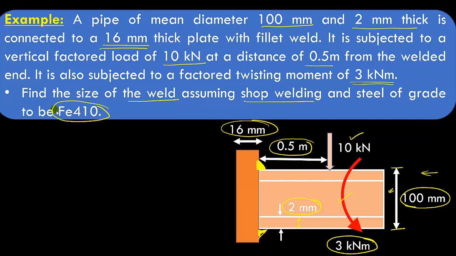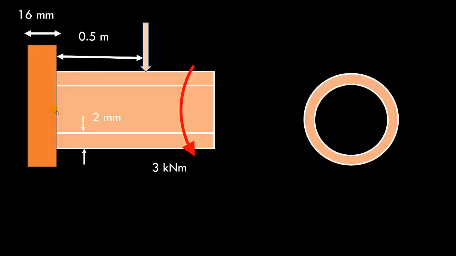So the question is how we will find the size of the weld. So we have to consider all the stresses that are acting in this situation. So let us illustrate this. So this is the same diagram that is in the previous slide. So I have this pipe and this plate, and this moment is applied and this force is applied, and different dimensions are also written here.